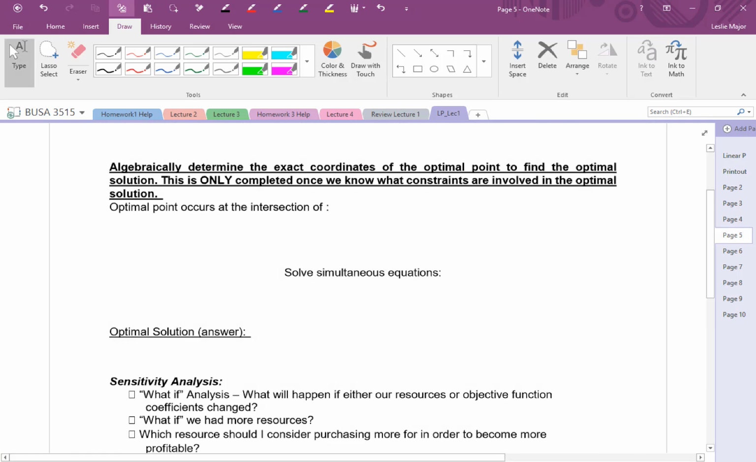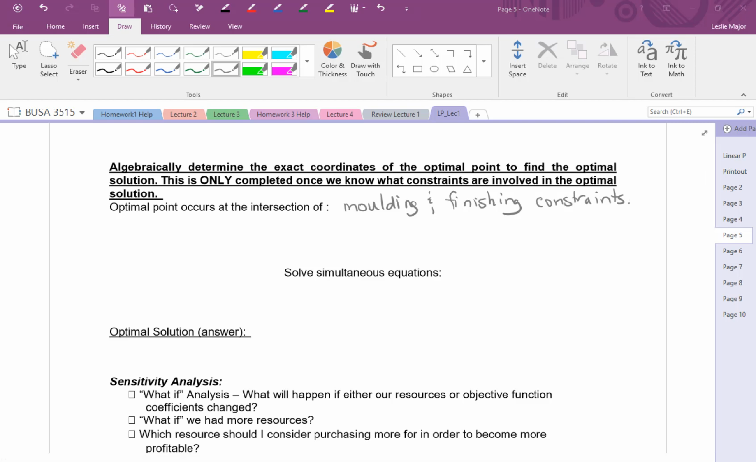Okay, so they occur at the intersection of the molding and the finishing constraints, if you will. So our molding constraint was 3XA plus 3XB less than or equal to 210. Now we're going to be right at the top of that line, so we're going to be at equals 210.